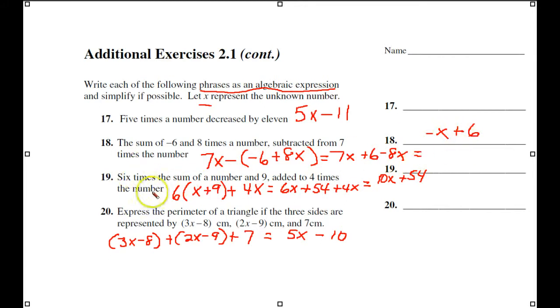Now here it's 6 times the sum of a number and 9, added to 4 times the number. Okay, so we distribute this, and we get that, and then we add the 4x, and we end up with this as our final answer.